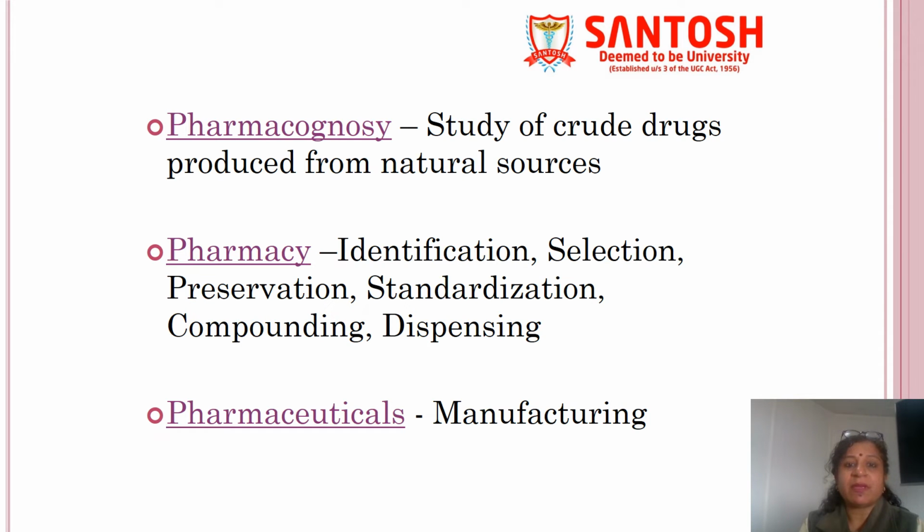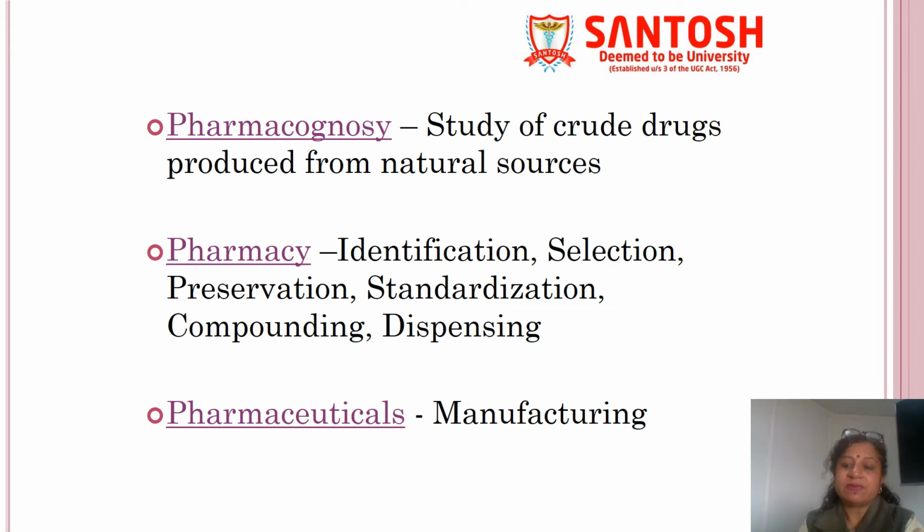The next important definition is pharmacognosy. Pharmacognosy is the study of crude drugs which are produced from natural sources. Pharmacy is again an important definition, as it is in the new CBME curriculum for MBBS students. Pharmacy is the identification, selection, preservation, standardization, compounding and dispensing of drugs. So we are talking about everything required to make a certain preparation and dispense it. We identify a chemical, select it, know how to preserve and standardize it, and then compound and dispense that chemical preparation. That comes under pharmacy.